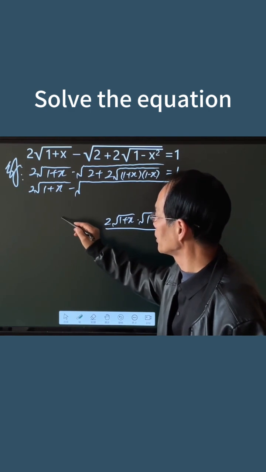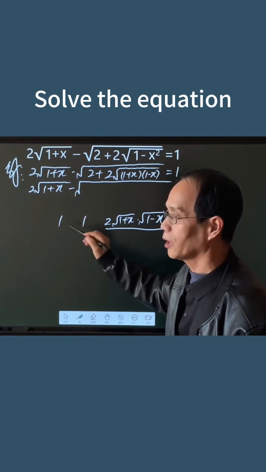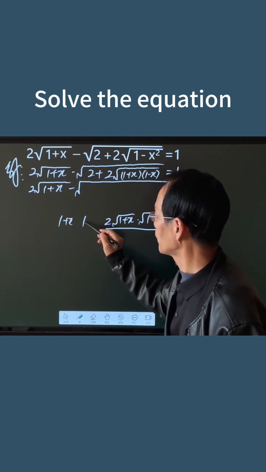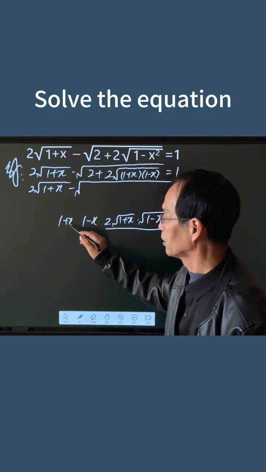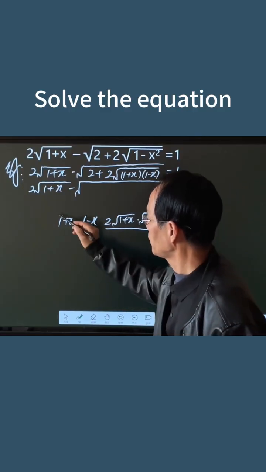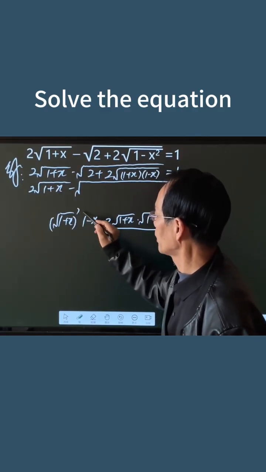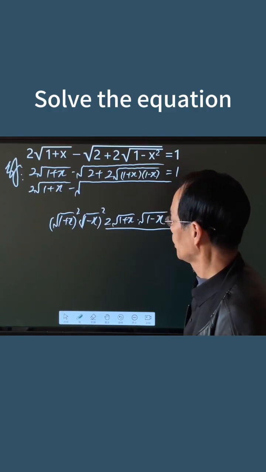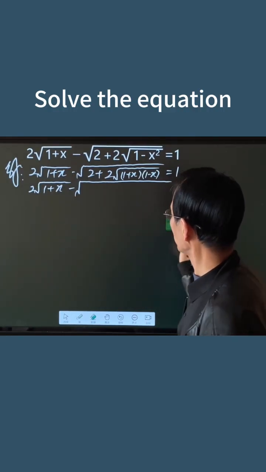Well, 2 is just 1 plus 1, right? 1 plus 1 equals 2, and then plus x minus x, they cancel each other out, so it's still equal to 2. Next, 1 plus x, what is it? It's the square of what's inside the parentheses. Take the square root and then square it. So this step is extremely, extremely important.